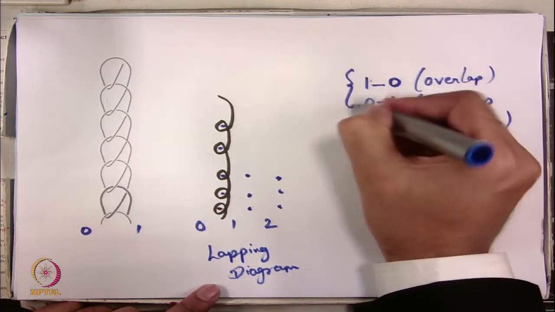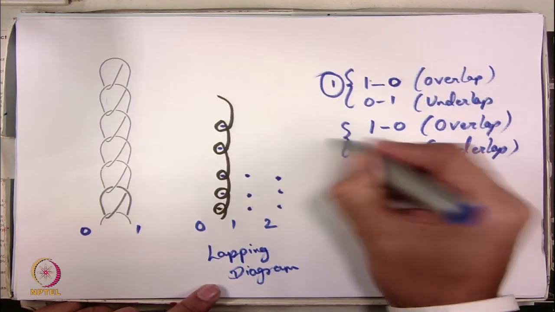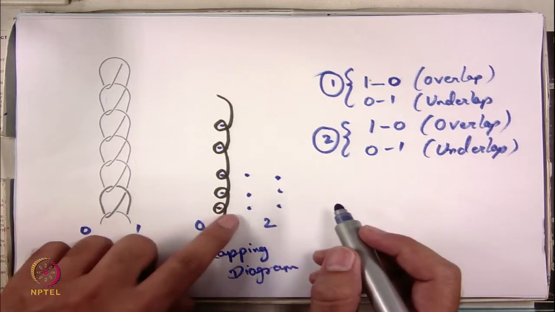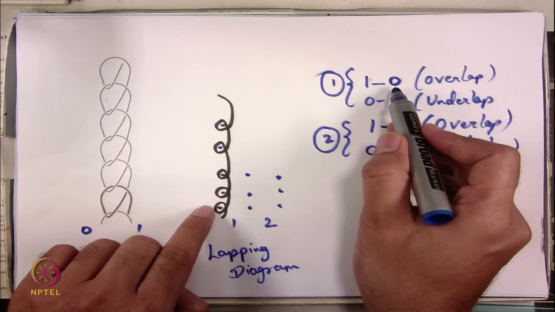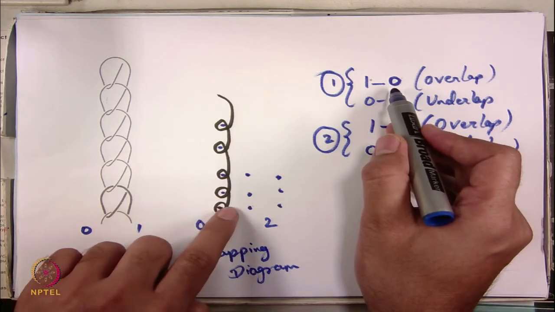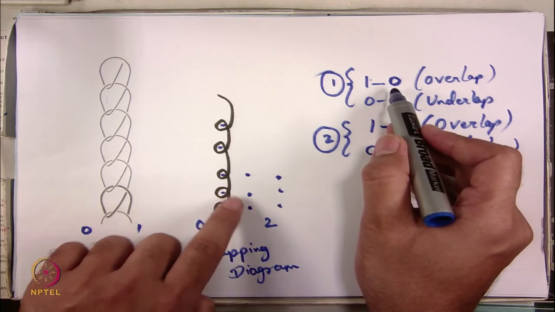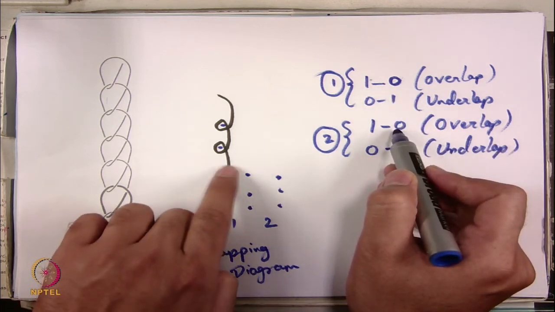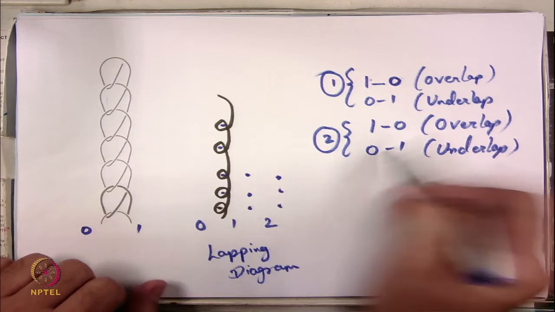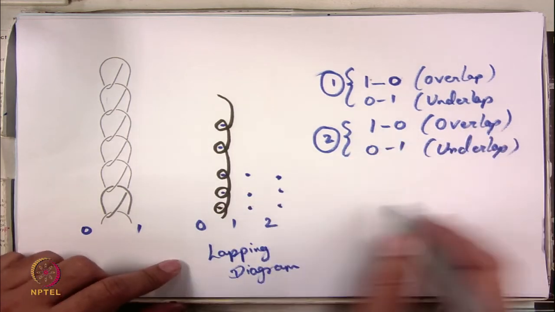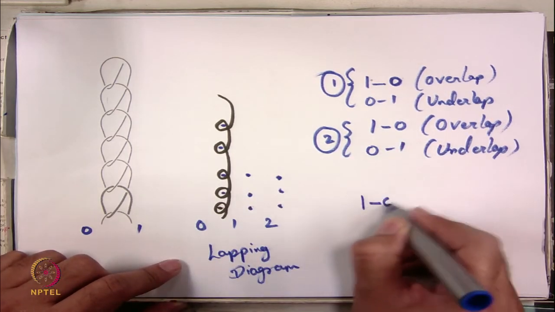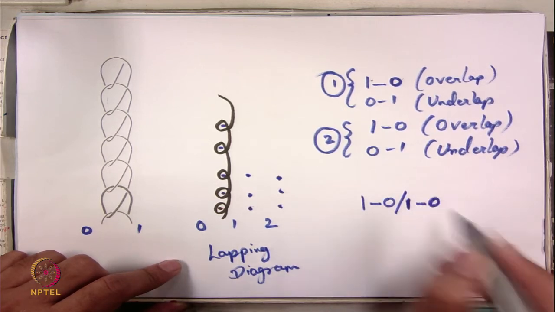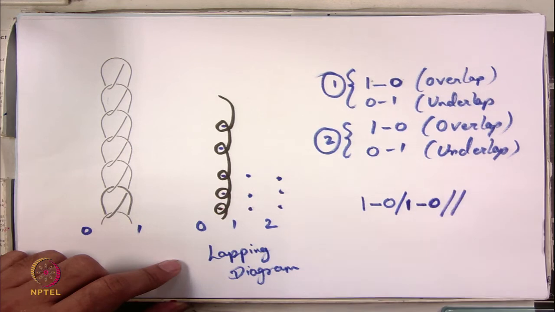So this is course number 1, this is course number 2. Okay. So 1 to 0, then 0 to 1, then again 1 to 0, then 0 to 1, then again 1 to 0, 0 to 1. So this is repeating. So just put it down in a sequence. So 1 to 0, then 0 to 1, then 1 to 0, and then double slash.